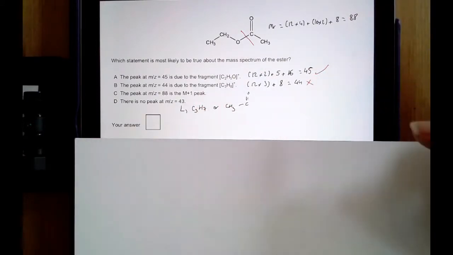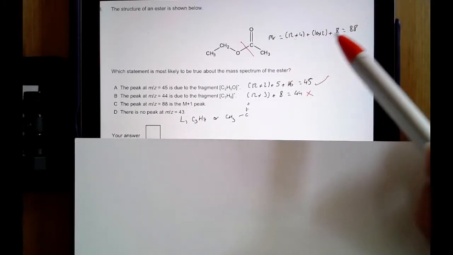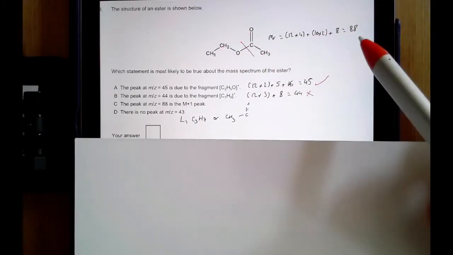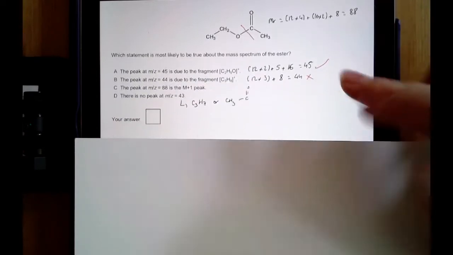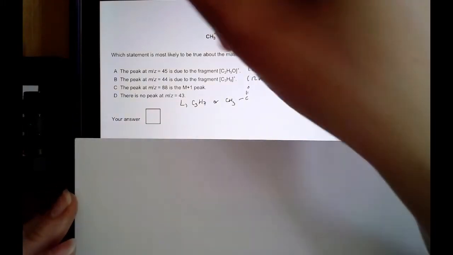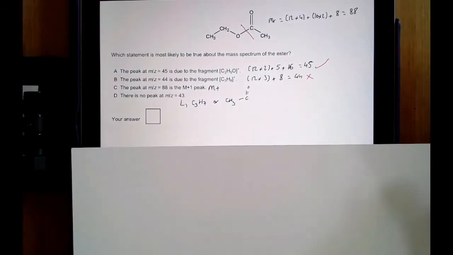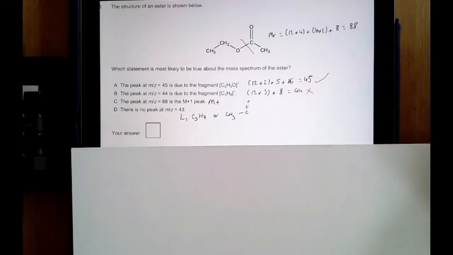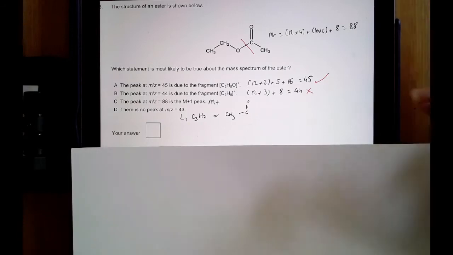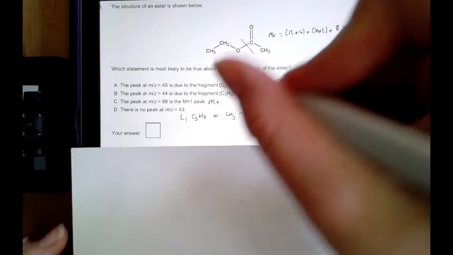The peak at m/z 88 is the M+1 peak. To work this out, I calculated the formula mass of the entire molecule, and I found that it was 88. So you are going to see a peak at 88, but it's not the M+1 peak, it's going to be the M+ peak. The peak at 88 is the molecular ion peak. The M+1 peak would be at 89, so the mass of the molecular ion plus 1. Remember, those M+1 peaks are because of a small amount of carbon-13 that would be present. So C is also incorrect.